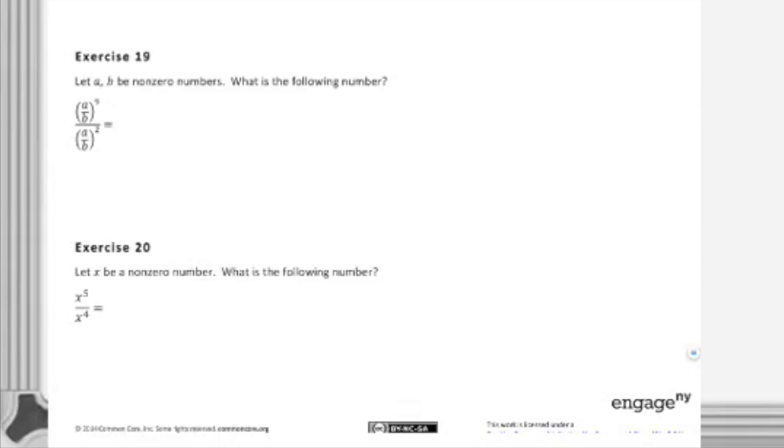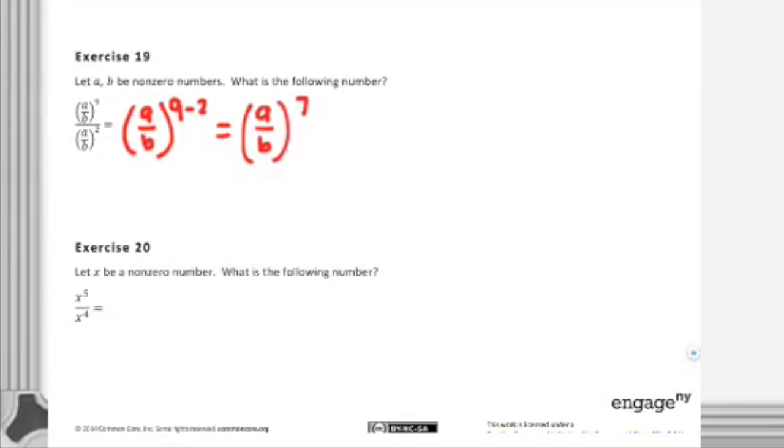So if we're looking at exercise 19, a and b are non-zero numbers, then the following number is going to be a over b to the 9th over a over b squared. So we're just subtracting the exponents. And so we're going to take those and say, okay, then that is a over b, that value, to the 9 minus 2, which of course is just a over b to the 7th.